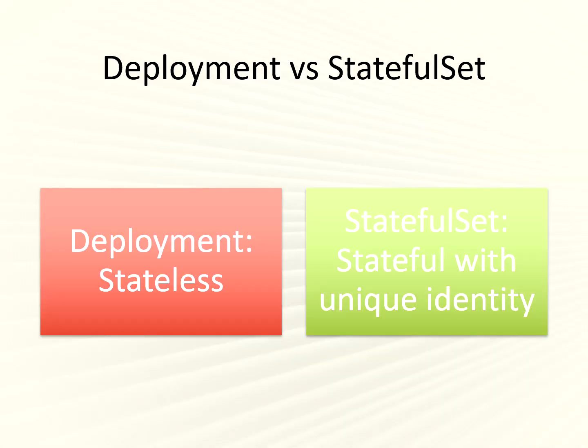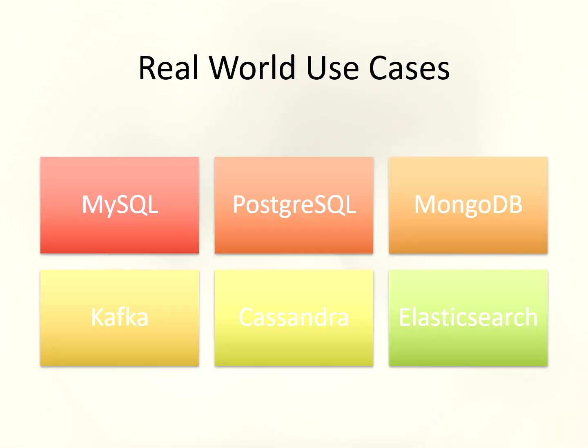We'll see how we can compare deployment and stateful set. Deployment is best for stateless applications, random pod names, shared behavior, and easy scaling. And stateful set is best for databases, unique pod identities, persistent storage, and ordered deployment. Simple rule: web application equals deployment and databases equals stateful set. Real world examples: MySQL, PostgreSQL, MongoDB, Kafka, Cassandra, Elasticsearch.